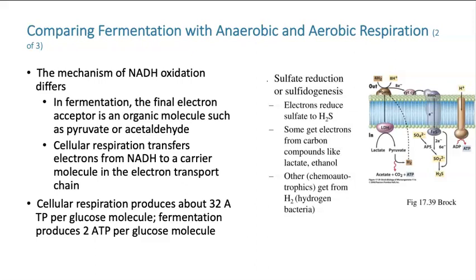The main differences here are what happens to the NADH. In fermentation, the final electron acceptor is an organic molecule like pyruvate or acetaldehyde. In cellular respiration, the NADH is transferring its hydrogens and electrons through to oxygen. With anaerobic respiration, instead of oxygen, it might be sulfur. Cellular respiration is going to produce about 32 ATPs per glucose, and fermentation is only going to produce 2 ATPs per glucose.